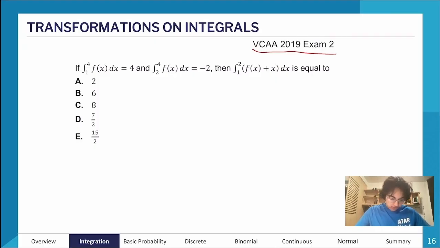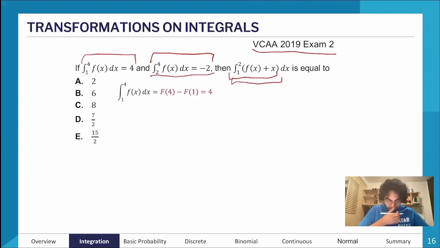So we've got the integral of f of x with respect to x is equal to 4, from 1 to 4, right? We're taking the integral bounded from 1 to 4, okay? And they've also told us that from 2 to 4, it's equal to negative 2. And what they want us to do is evaluate this. Okay, so how do we do it? Well, I want to try to use these two integrals that they've given me and fit them into this integral and try to work it out.